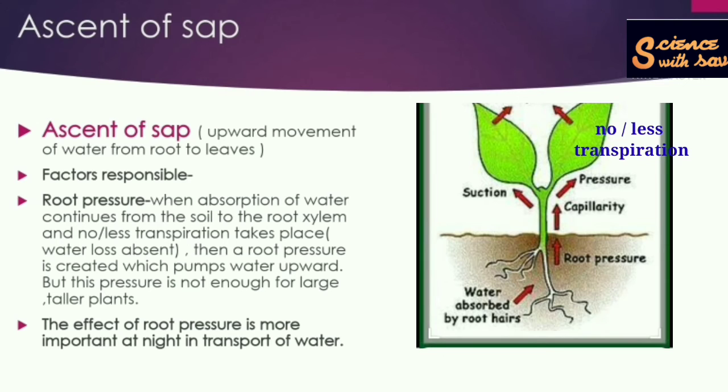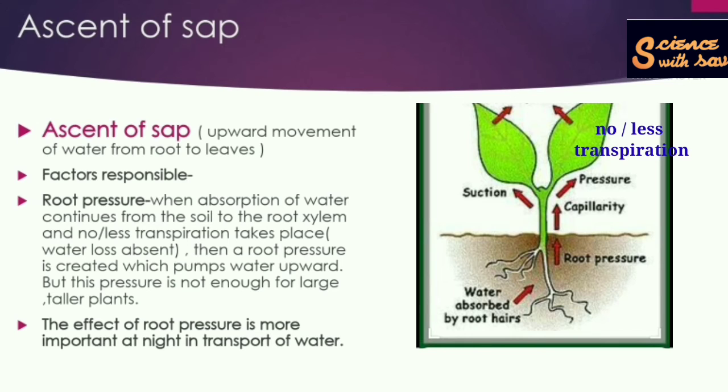So in the case when there is either no transpiration, as it happens at night, or if there is very less transpiration going on and continuously water is absorbed by the roots, then in this situation a root pressure is developed, and this pressure acts as a pump and pushes the water upward through the xylem tissues to the leaves. So this one factor also is very important, that is root pressure. But this root pressure is not sufficient to move the water upward in taller plants. It can move it only up to a shorter distance.